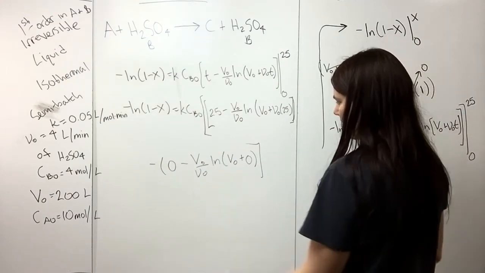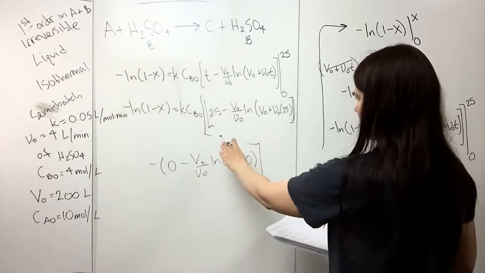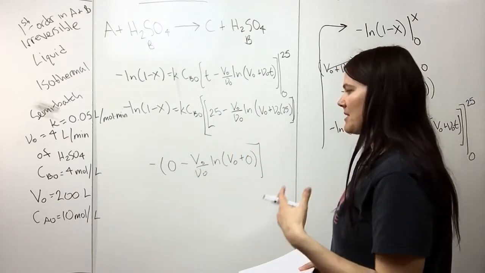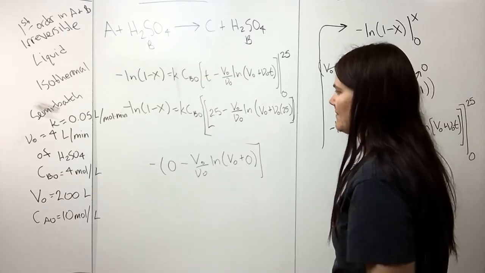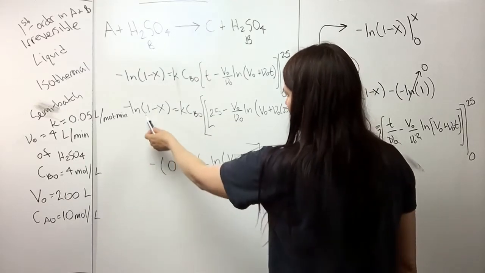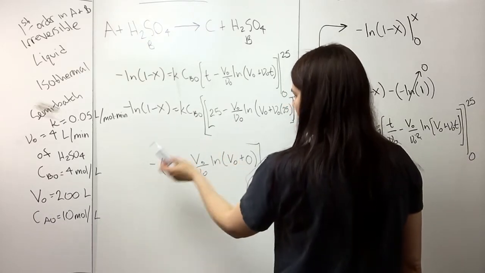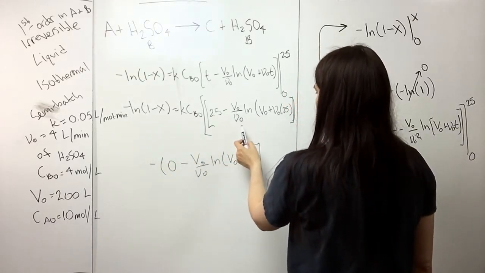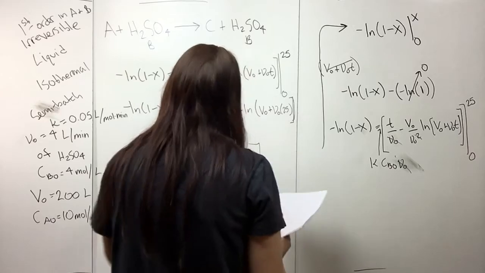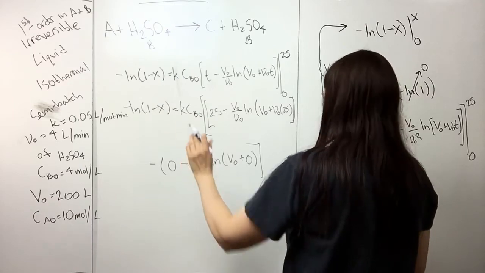From here, we're solving for x because we want to find out how much conversion of x, or how much conversion of A have we had in 25 minutes. So from here, we can just start plugging in all of our constants. So we know K, we know Cb naught, we know V naught, and we know the initial volume, we know the volumetric flow rate. And so we should just be able to plug in all of these numbers and kind of simplify this down into something that we can solve for x.